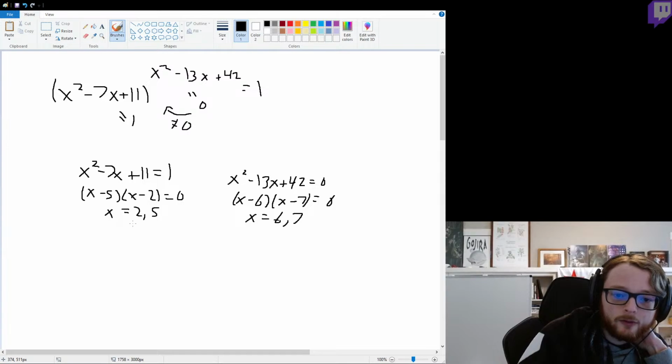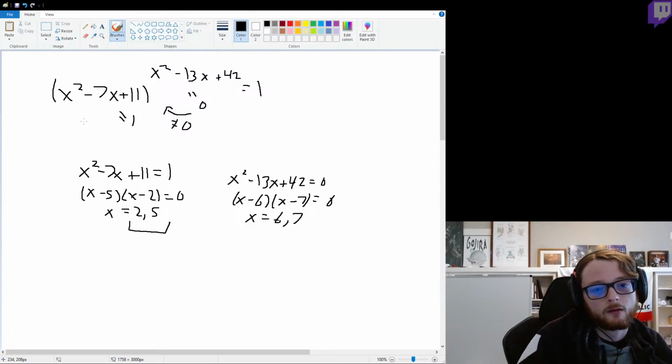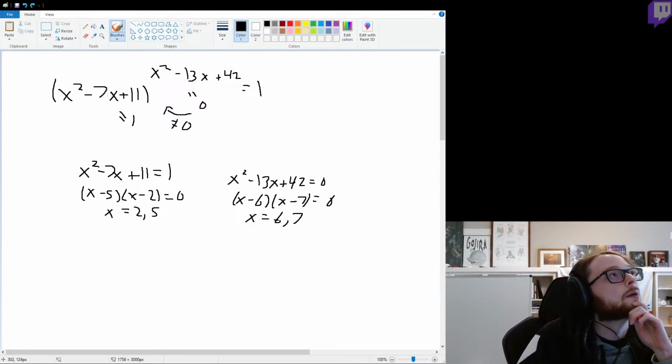So is there a situation where 2 and 5 can't work? Does 1 to the anything ever not equal 1? 1 to the 0 is still 1. 1 to the 1 is still 1. Root 1 is still 1. Yeah, so I think these are all fine.